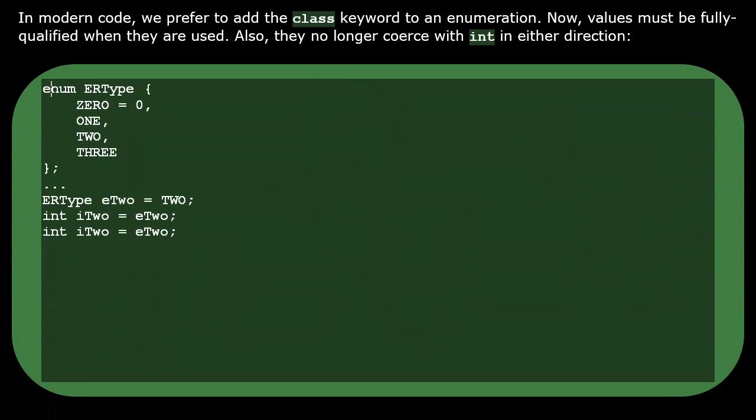In modern code, we prefer to add the class keyword to an enumeration. Now, values must be fully qualified when they are used. Also, they no longer coerce with int in either direction.